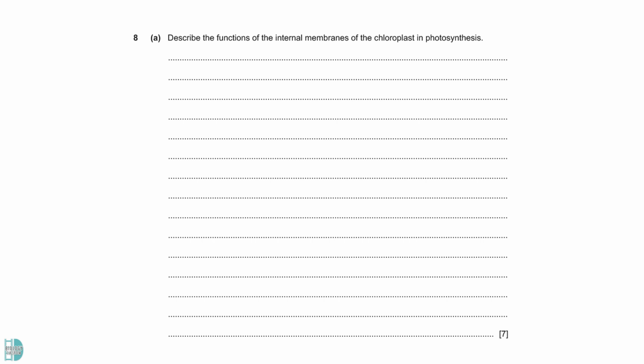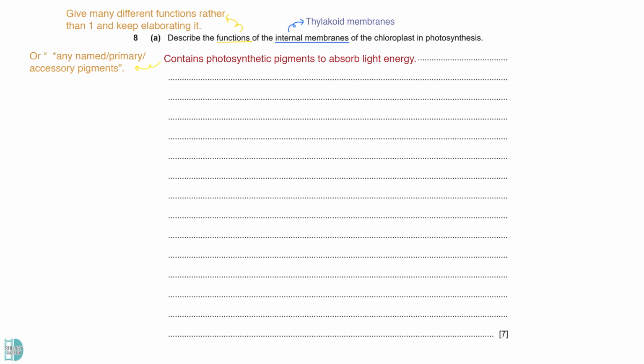A. Describe the functions of the internal membranes of the chloroplast in photosynthesis. You should give a few different functions in your answer rather than just one function and keep on elaborating on this same point. Another thing you should know is that the internal membranes of the chloroplast refers to the thylakoid membranes. They contain photosynthetic pigments to absorb light energy. They are photosystems or antenna complexes and reaction centers. You can also call them light harvesting structures.